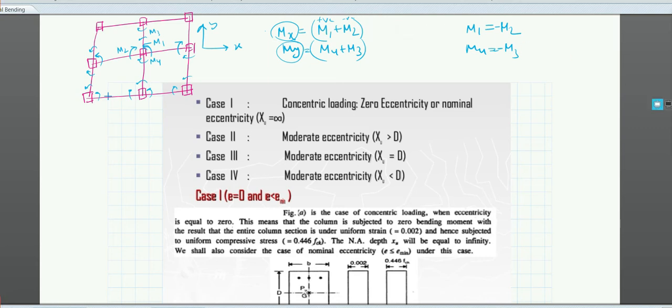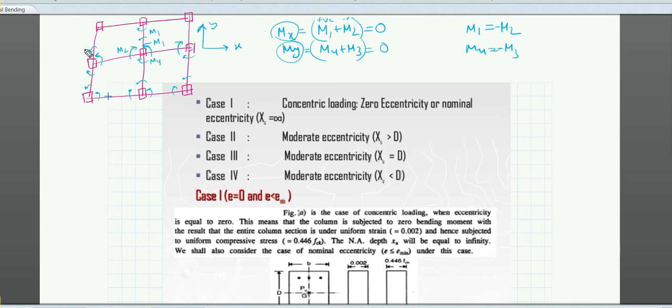This mx will be equal to 0, and this will be 0. In that case there will be no external moment to it. But it is only possible if all the moments m1, m2, m3, m4 are equal, and this is only possible for a very symmetric kind of structure.